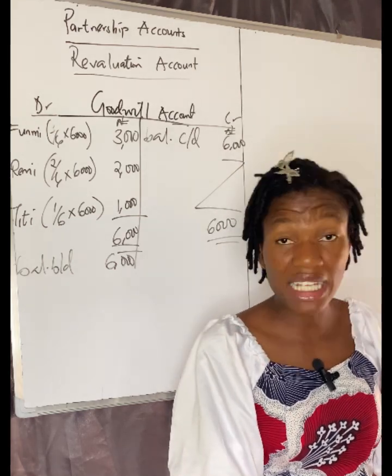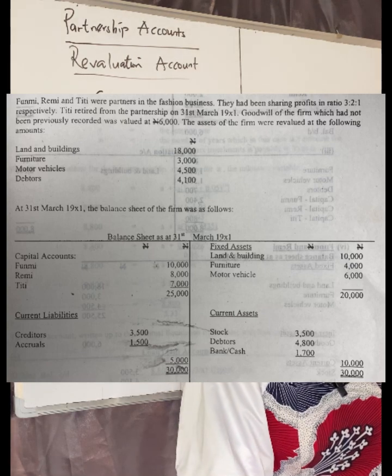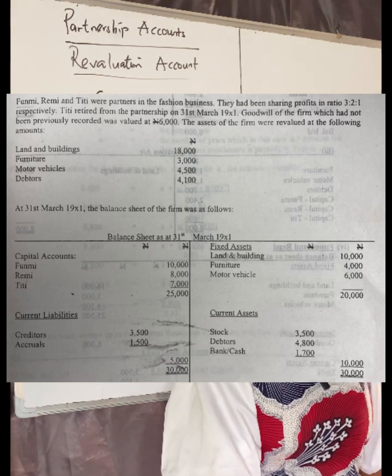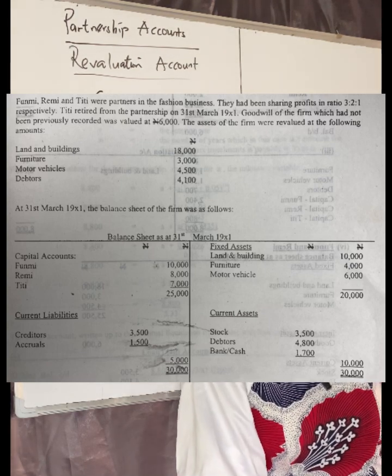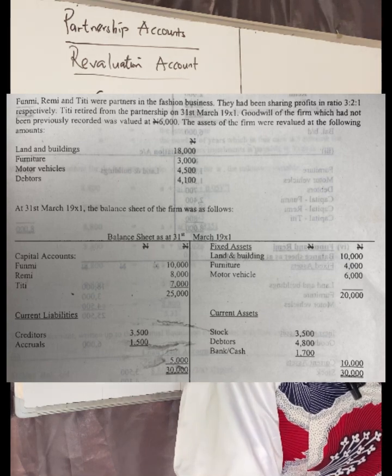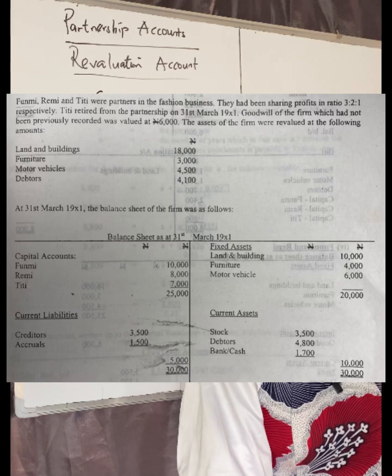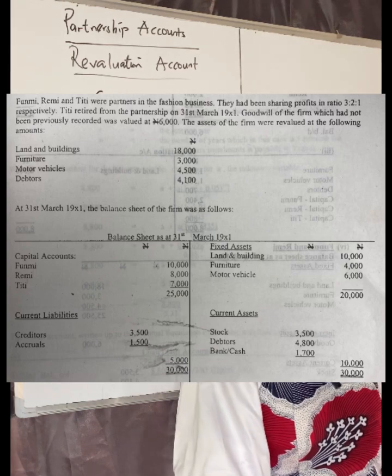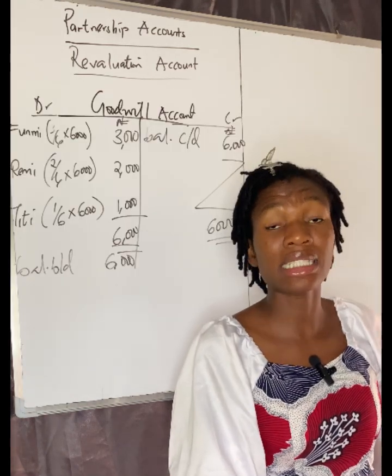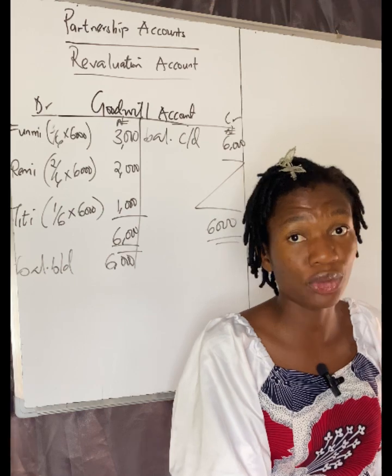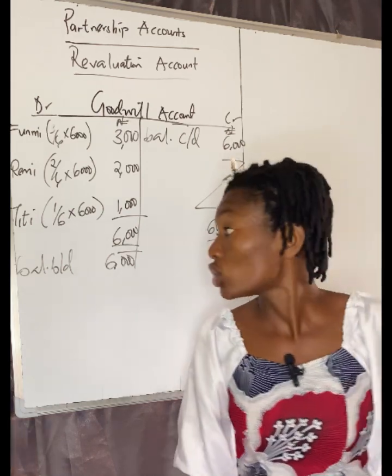Now, for the balance sheet, we had that land and building is 10,000 naira. So the value of the asset as given in the balance sheet is 10,000 naira. Now they are asking us to revalue land and building to be 18,000 naira, no more 10,000. That means there's an increase in the value of the land and building by 8,000 naira. So we'll be entering.